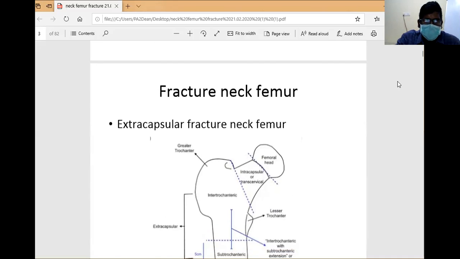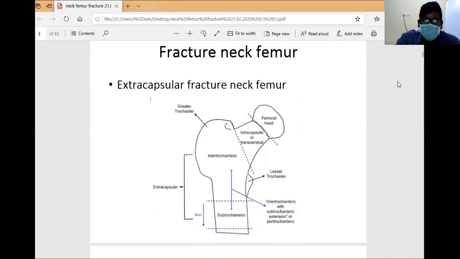Coming to the fracture neck of femur, some anatomy of the proximal femur. The proximal femur is divided into the femoral head and neck region. This is the intracapsular region, and the intertrochanteric region, that is in between the greater trochanter and lesser trochanter, and the subtrochanteric region. The subtrochanteric region is the region 5 centimeters below the inferior end of the lesser trochanter. This is called the subtrochanteric region.